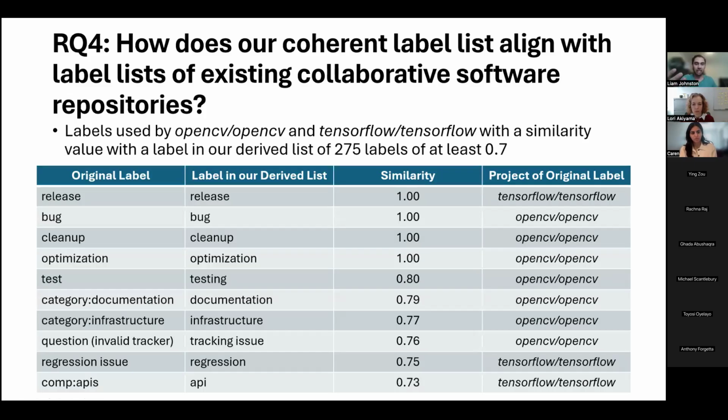And then this is actually specific labels. So all the labels in the two project label lists that are above 0.7 I have here. So we can see some exact matches like release, bug, cleanup, optimization. And then the similarities are a little lower just because of lexical differences, because they have like category prepended to the front of these two, or component prepended to APIs, whereas ours is just API. But it goes to show that some labels generated from ours can be transferable to other projects.